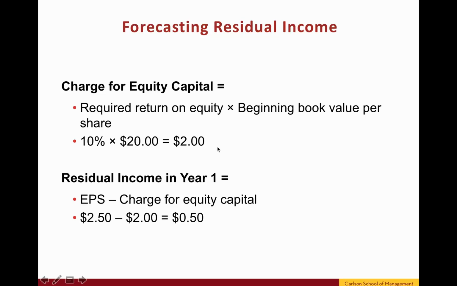So if we look at the charge for equity capital, in year 1, the required equity charge is going to be $2 because the required cost of equity is 10%. And if we apply that 10% to the beginning book value per share, which is $20, we get an equity charge of $2. So if we look at the residual income of year 1, remember the earnings per share for this company in year 1 were $2.50. And now we have a charge or a cost of capital for equity of $2 per share. So the residual income for this company in year 1 is 50 cents. So the company does have residual income.